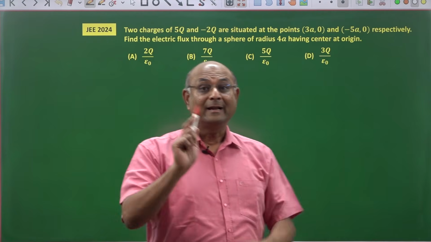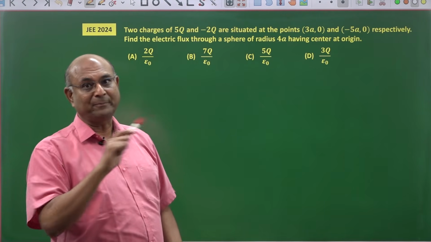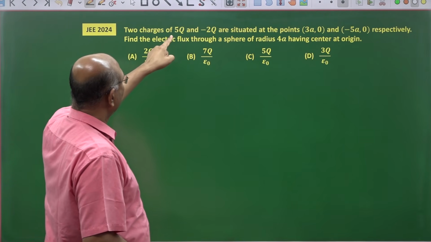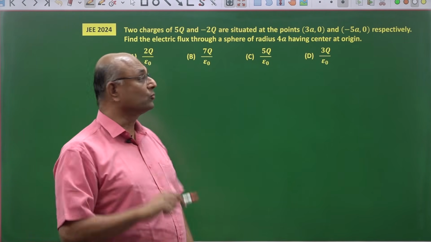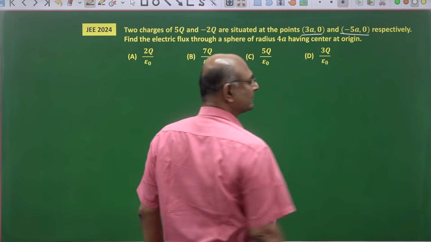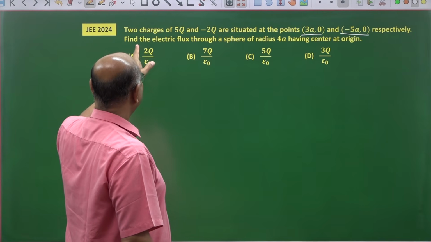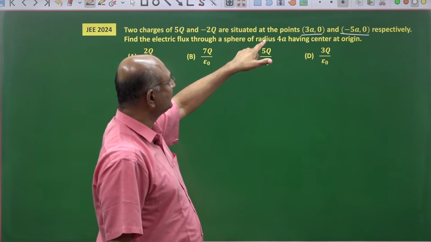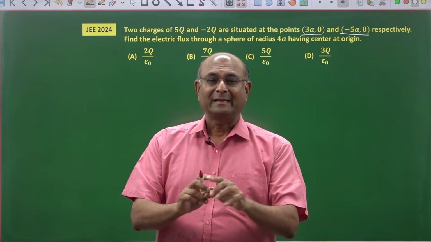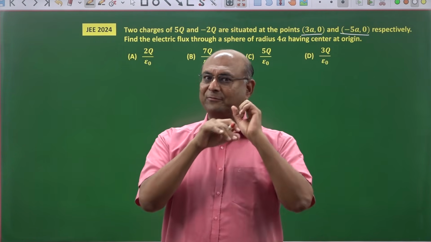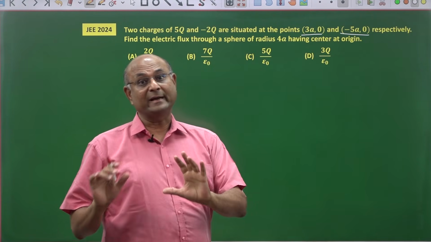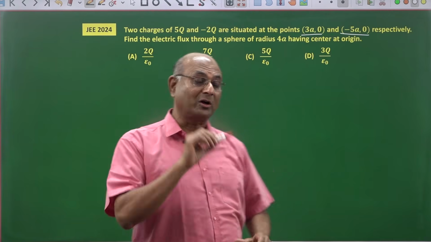And finally, let us now look at this question that appeared in the JEE in 2024. Two charges, phi q and minus 2q, are situated at this point and this point, right? Find the electric flux through a sphere of radius 4a having center at the origin. In this question, the application of Gauss law is not at all difficult. What is the tricky part? Drawing the diagram. So the first thing that you must do is to draw the diagram.